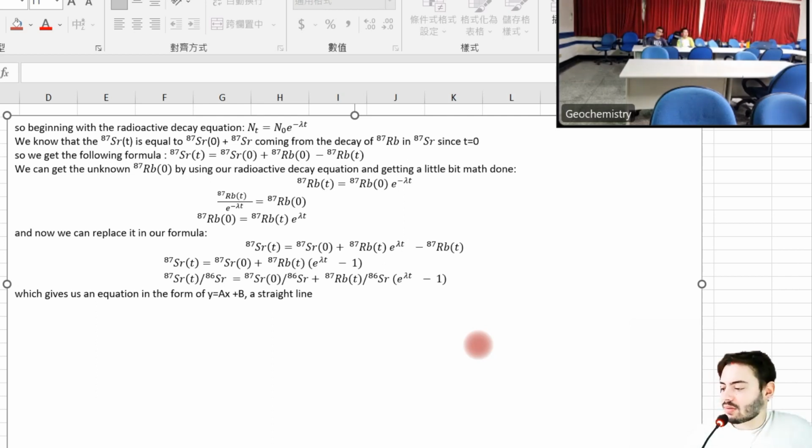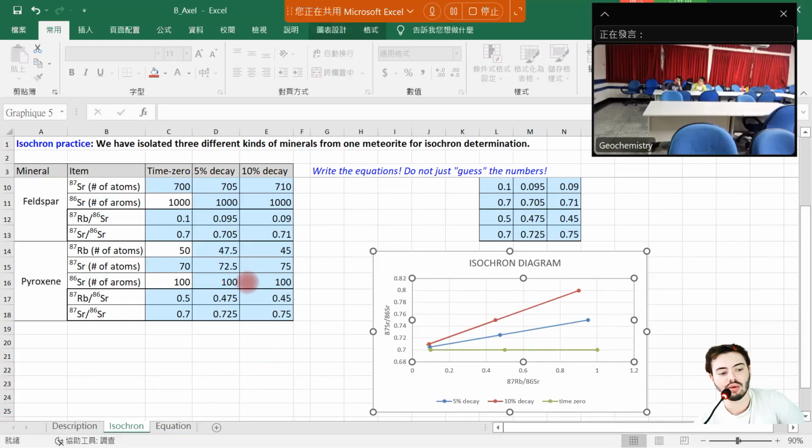Because there is a similarity in the number of strontium 86 atoms in our minerals. If we divide by strontium, we have values that are more readable. As we can see on our isochron, we are between 0.6 and 0.8. It makes everything simpler, maybe.